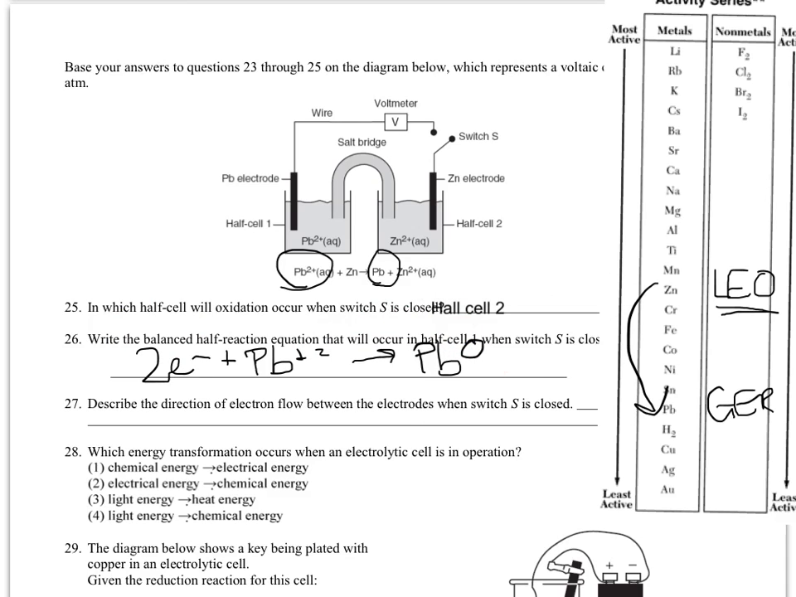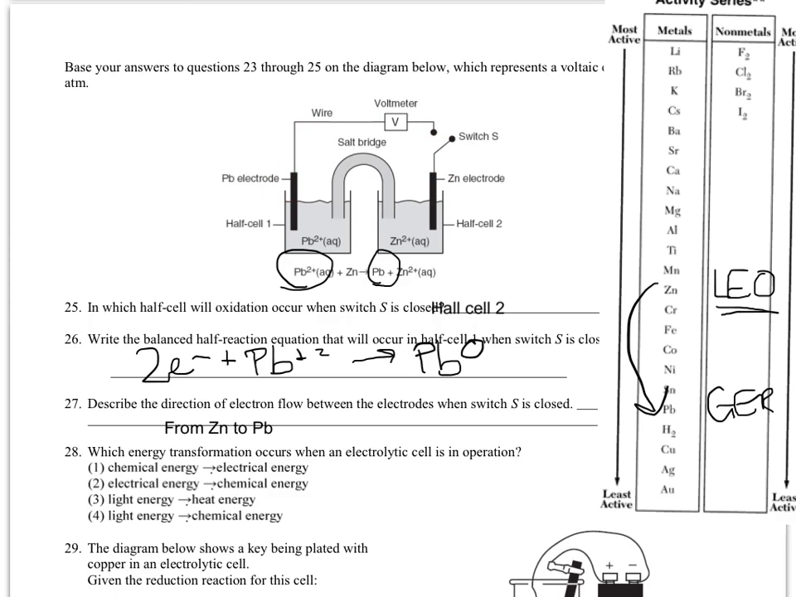The next question asks us to describe the direction of electron flow. Again, we refer to reference table J, and we see the electrons go from zinc to lead. So in this case, electrons are going from the right to the left, or you can simply say from the zinc electrode to the lead electrode.